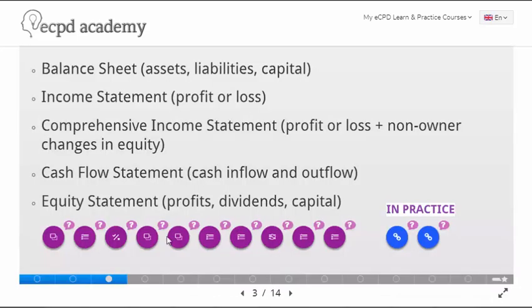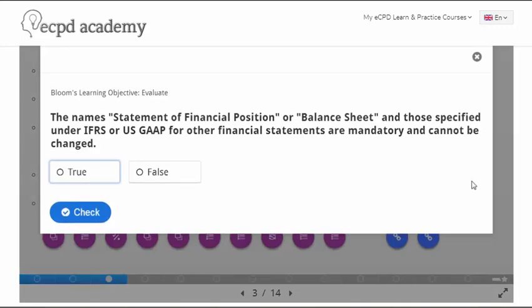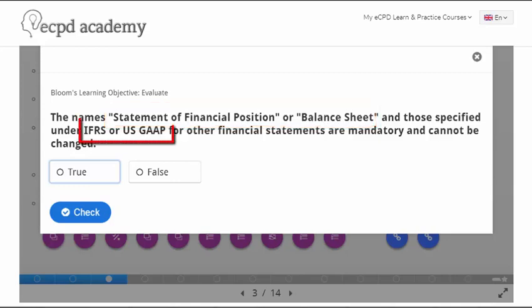However, would companies be allowed to use other descriptive titles for these financial statements? Let us see whether using other titles is permitted. The question is a true or false statement, which asks just that, for statement of financial position and balance sheet. Both the IFRS and US GAAP expressly provide in their standards the answer to this question, and we at eCPD Academy could have just simply stated that as a lecture statement.